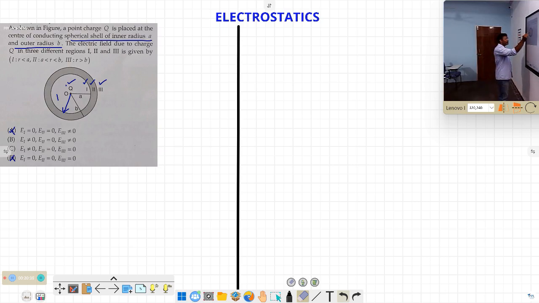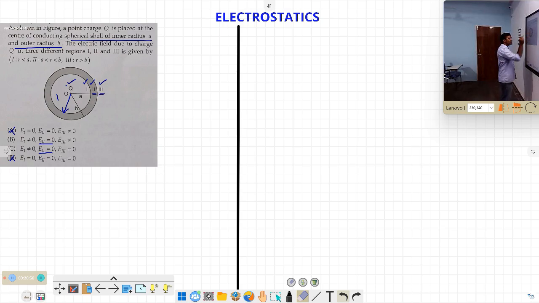Next, the second region. If you come to the second region, it is metallic, a metal conductor. For a metal conductor, the electric field intensity inside the metal is always zero. So the E2 value is zero. The first option will be wrong, and the second is also zero. Both are correct, so we can't decide. Go to the third region.